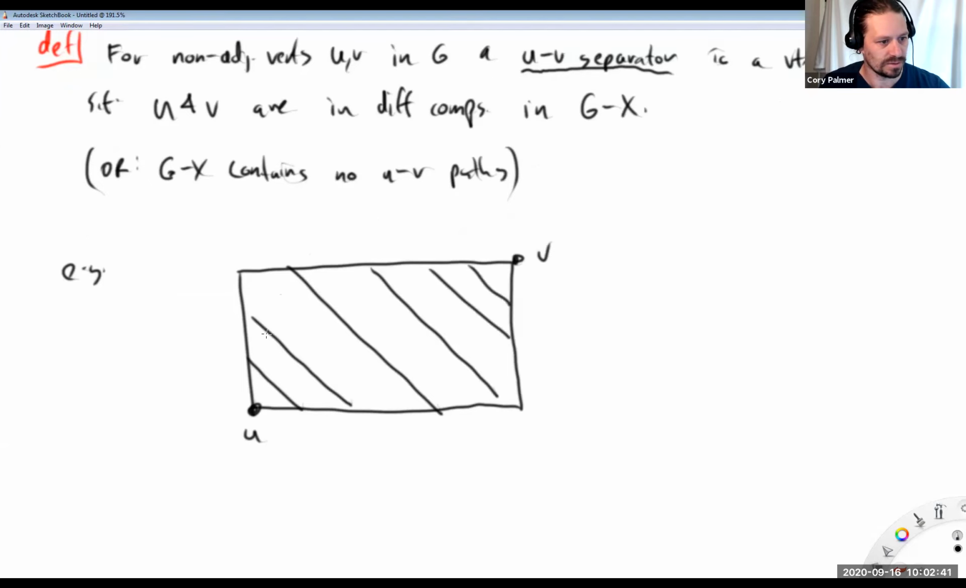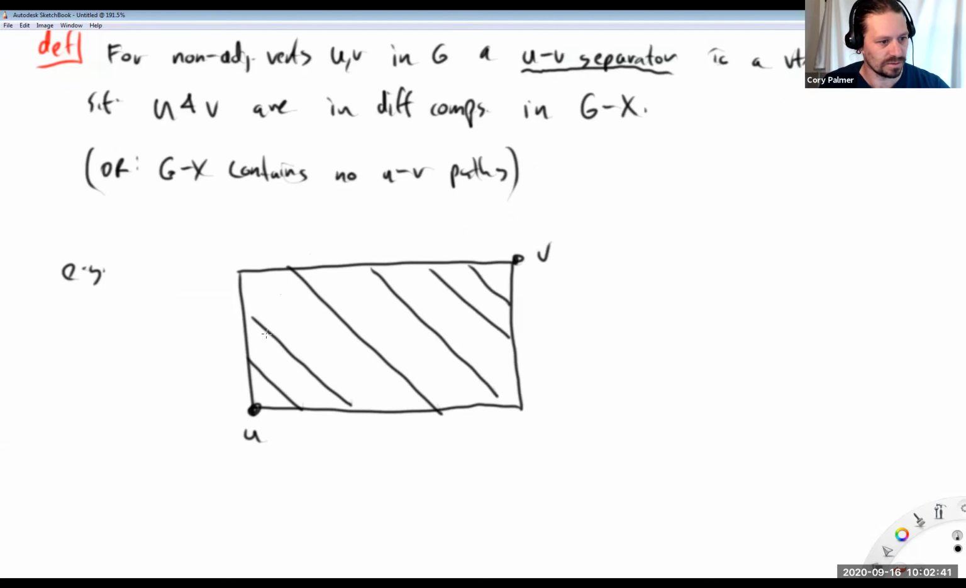Now, it doesn't mean every pair of vertices has a separator that's as small as size K. It just means that there is a pair of vertices who have a small separator somewhere. So there is a connection, but talking about separators here is actually a more general statement than talking about connectivity, I suppose.